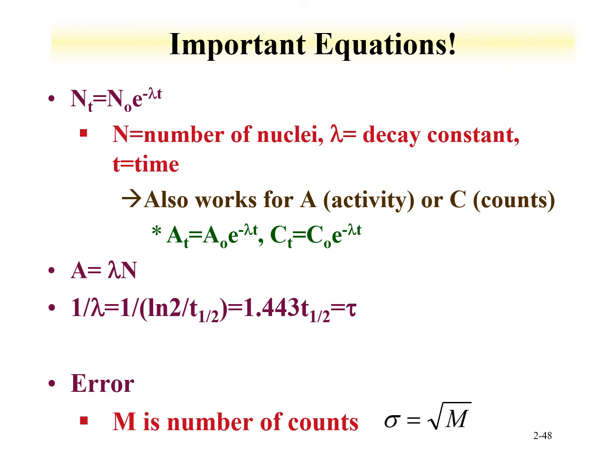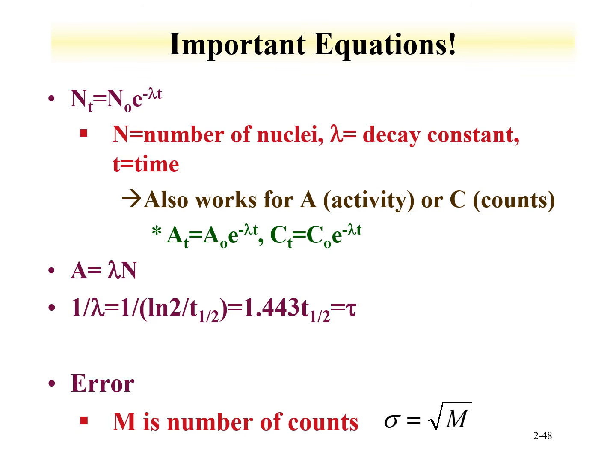We also have lifetime, which is the average lifetime of an atom is 1.443 times its half-life. And if you think about it from the decay, half the atoms should decay within the 1 half-life, but within 2 half-lives, 25% should be there. So the average atom's going to live a little bit longer than the half-life.